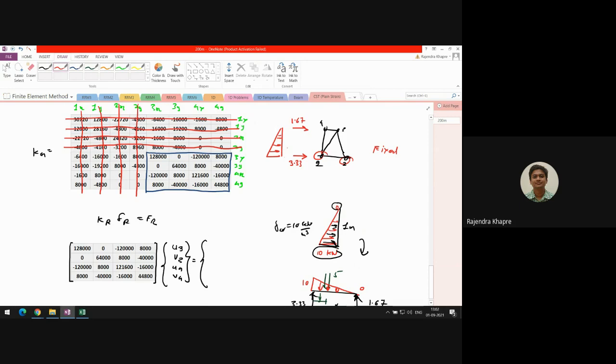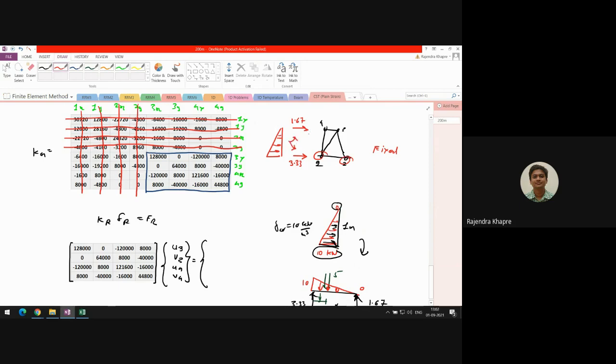Reaction is usually exactly opposite to the loading, but since it is a representation of the load, this is not the exact load. It is a representation of a load, and the UDL or the triangular load is getting converted into a nodal load. So this figure is very much similar to this distributed load.